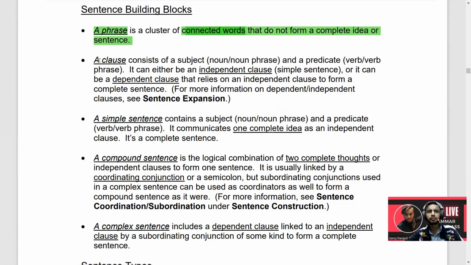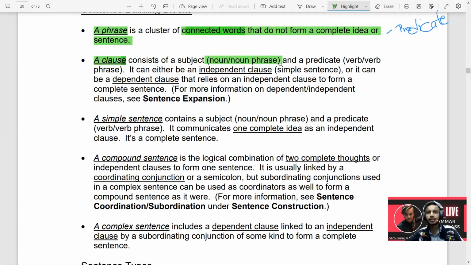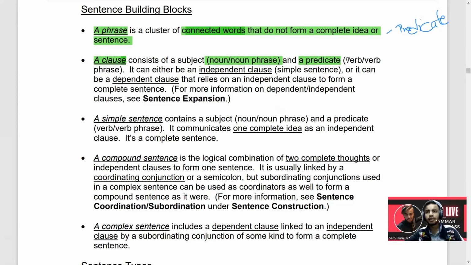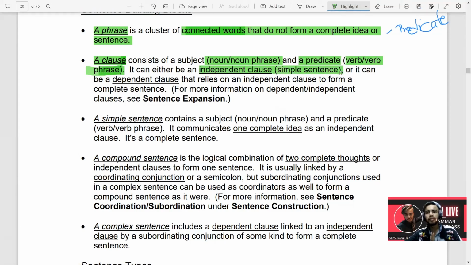Now let's see what is a clause. A clause consists, okay, for phrases, we can also call them a predicate as well. Yes, we can call it a predicate. Now another thing, a clause consists of a noun phrase and a predicate. What is a predicate? We have already understood this before. That was a verb and a phrase. Okay, verb and a phrase. It can either be an independent clause, that is a simple sentence. We need to understand dependent and independent. I will let you know what those things are. Or it can be a dependent clause, and that relies on an independent clause to form a complete sentence.